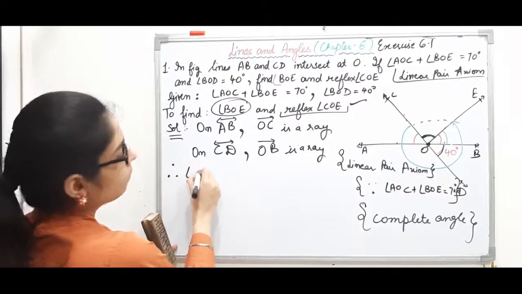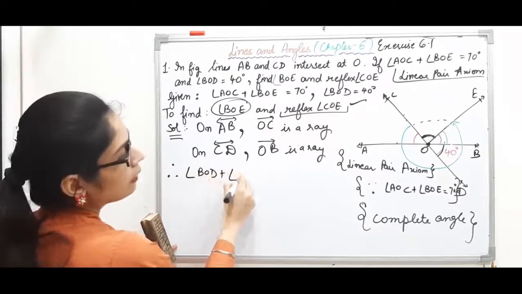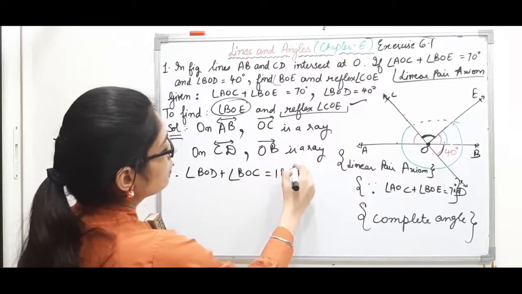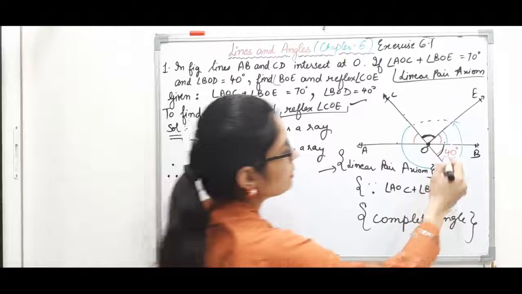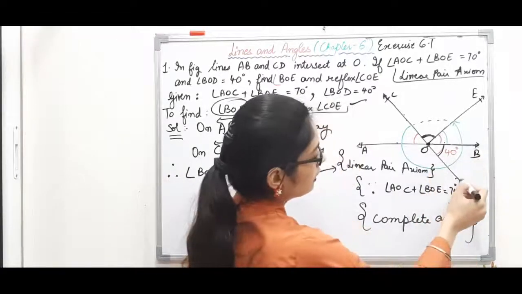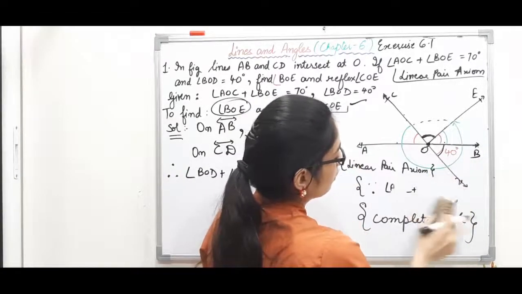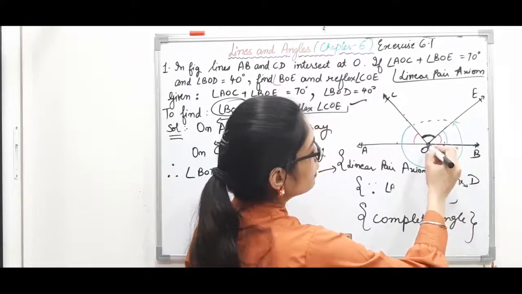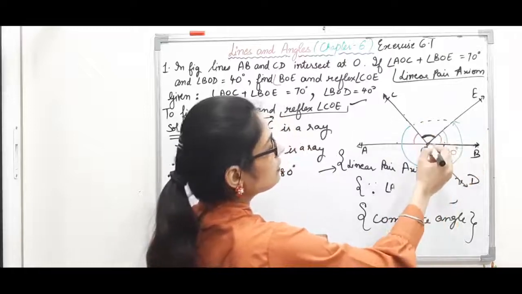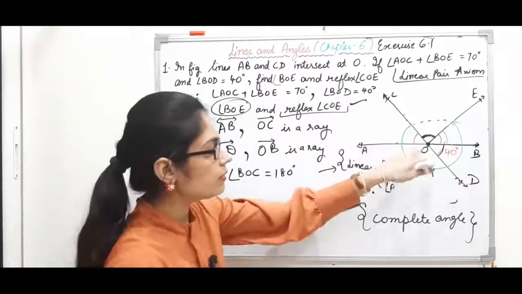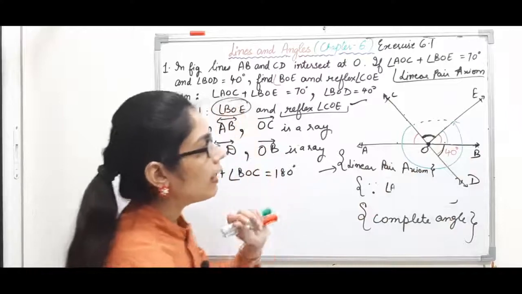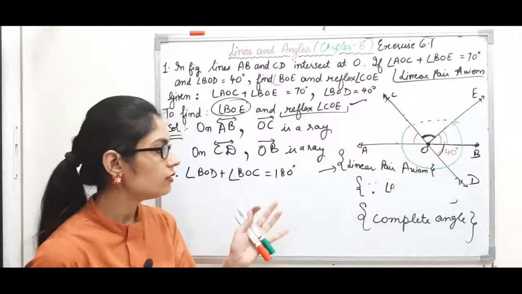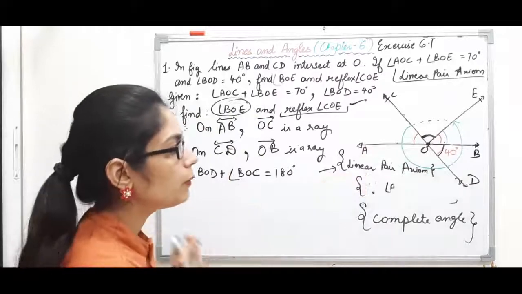Angle BOD plus angle BOC is equal to 180 degrees. Same linear pair axiom. This is the ray we have taken, and this one is point D. So angle BOD and angle BOC are adjacent angles since they are sharing a common vertex and common arm. The sum of these two adjacent angles is equal to 180 degrees according to the linear pair axiom.